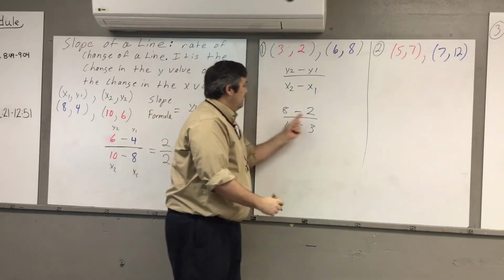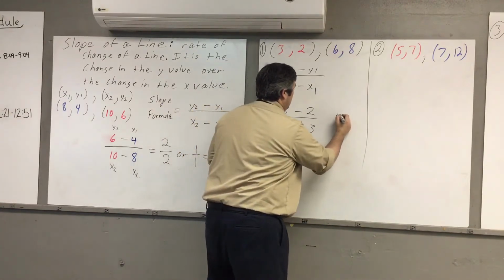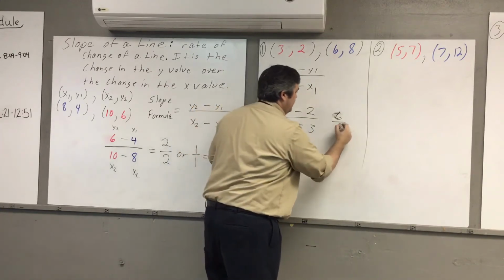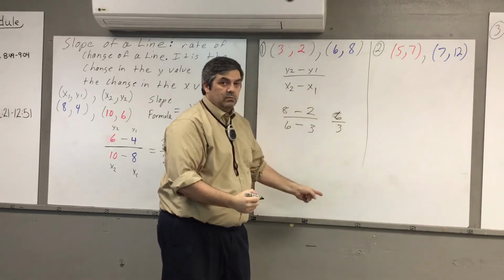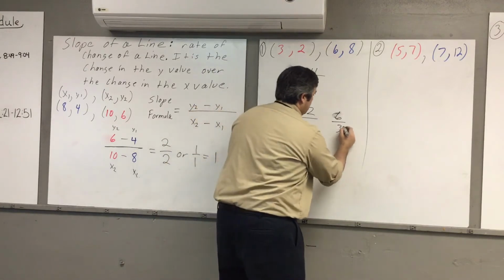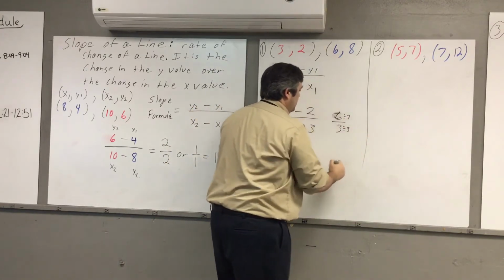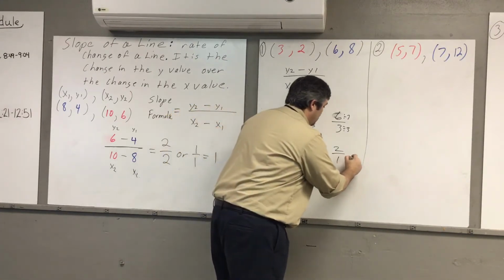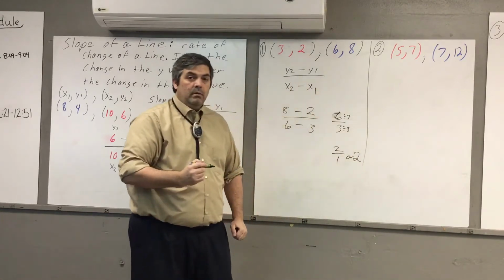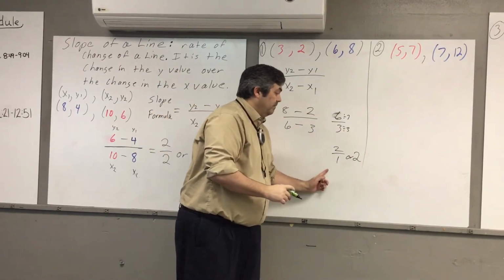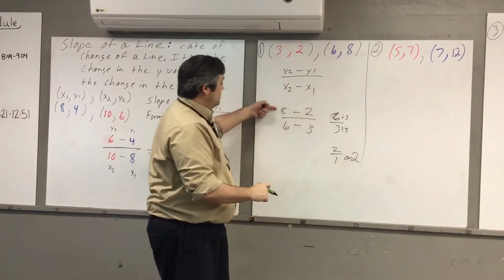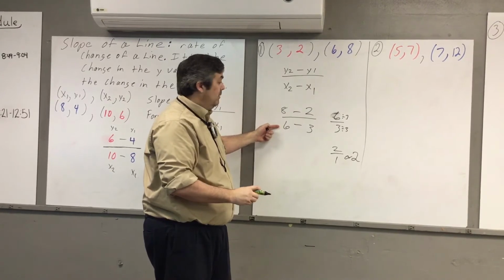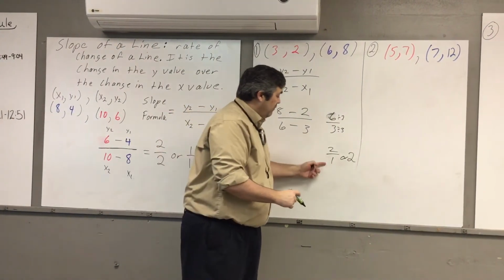So here, 8 minus 2, 6. 6 minus 3, 3, and then reduce. Divide by 3, divide by 3, you get 2 over 1, or 2. Okay, so my slope is 2 over 1, or 2. The change in the y's over the change in the x's. That's what you're looking at here. So 2 over 1, or 2.